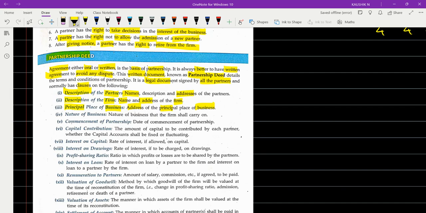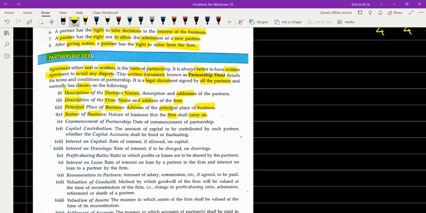If in case your business has multiple branches, you are having a partnership business and it has multiple branches, then it should be mentioned clearly which particular one is the main branch and which are the sub branches. Okay, so that's what we say principal, that is the initial or the main business, and which are all the branches. Nature of your business, that means what type of category it comes under. Okay, the nature of the business that the firm shall carry on, that has to be mentioned.